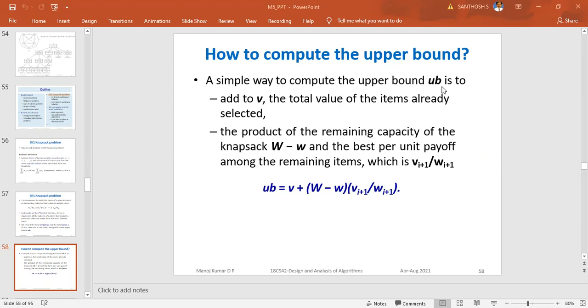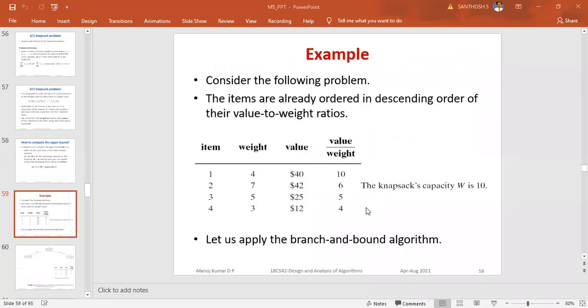The simple way to compute the upper bound UB is to add to V, the total value of items already selected, the product of the remaining capacity of the knapsack, W minus w, and the best per unit payoff. So the upper bound is calculated as V plus (W minus w) times V(i+1) divided by W(i+1).